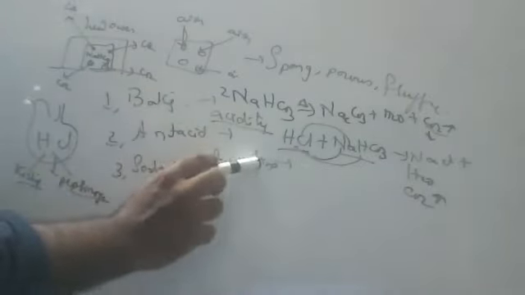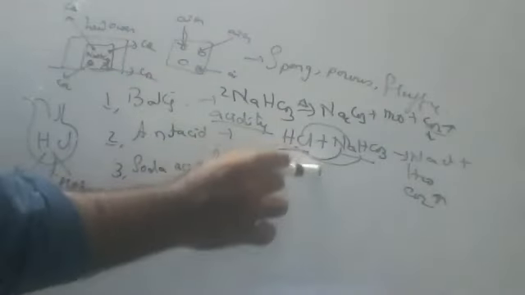Children, on page number 31, baking, antacid, and soda acid fire extinguisher are there in your textbook. They just gave uses. Please write down these reactions also. In my exam, if you don't write reactions, I will not evaluate that question. Beside baking, you write this reaction. Beside antacid, you write this reaction. Beside soda acid fire extinguisher, whatever I am saying, you write down now.